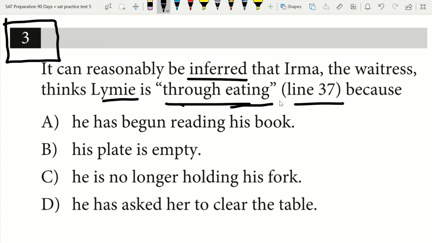So any answer that is correct has to be supported by evidence in the text in order to be correct. Because if it wasn't supported by evidence in the text, it couldn't possibly be a correct answer, since the SAT has to have an objective way to score these tests. Therefore, your answer has to have support from the text. So I see I'm directed to line 37 for this one, so that's where I'm going to start.